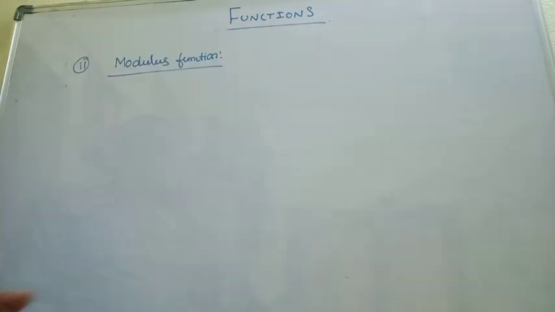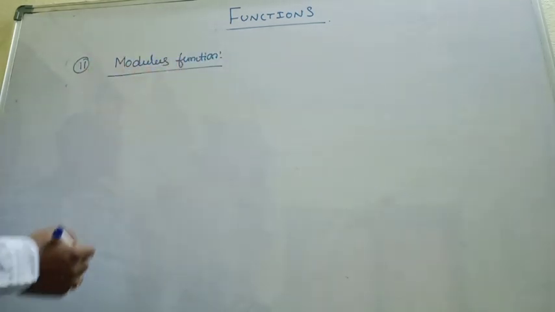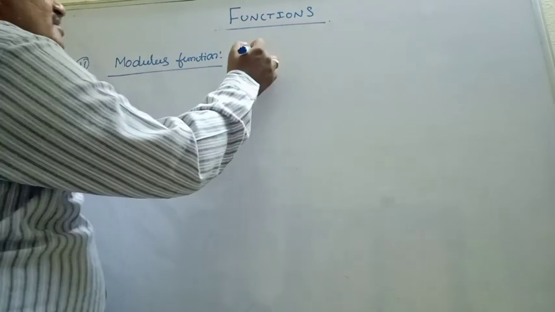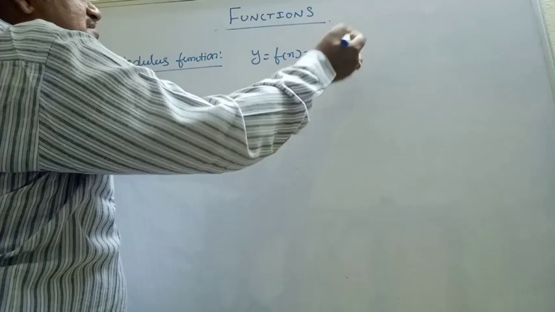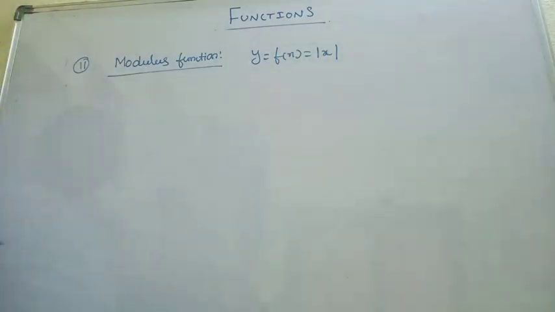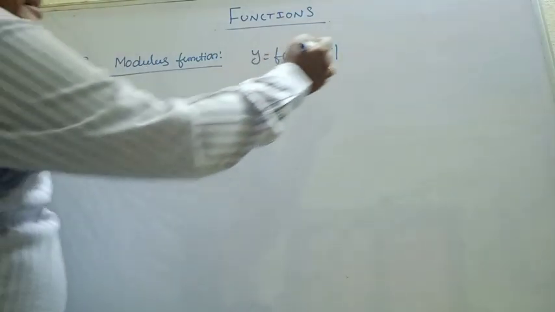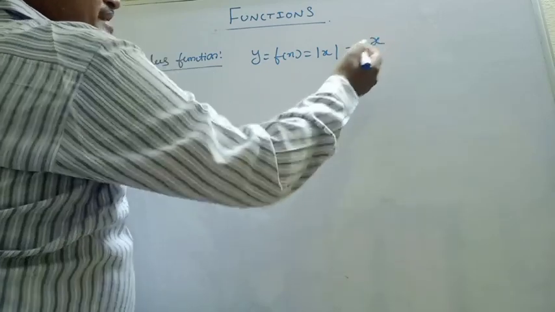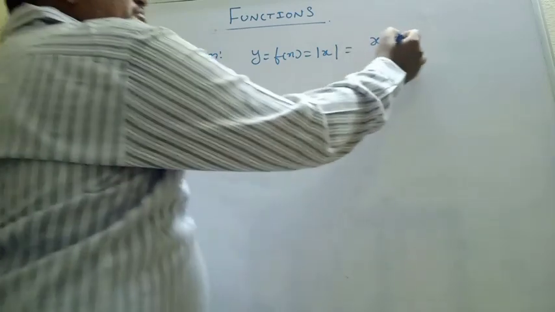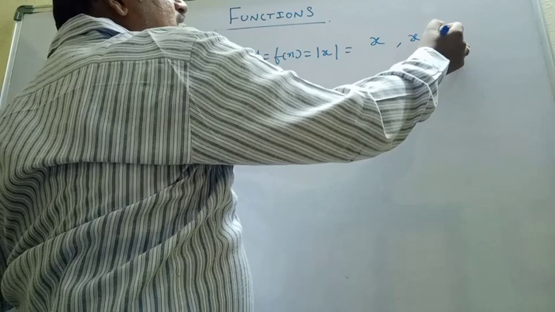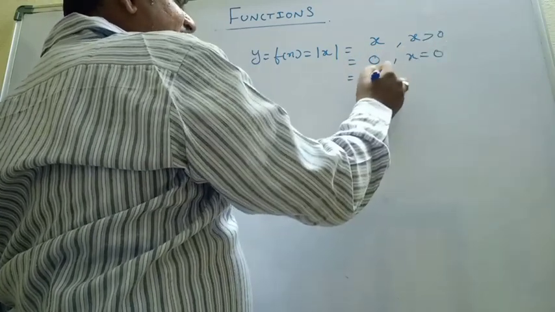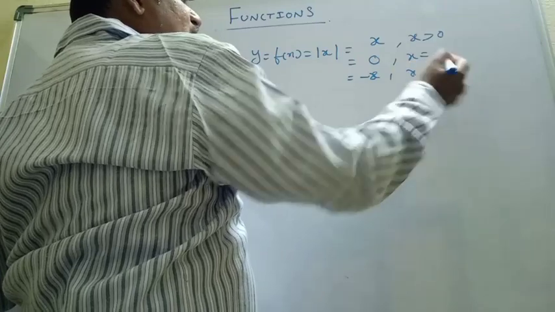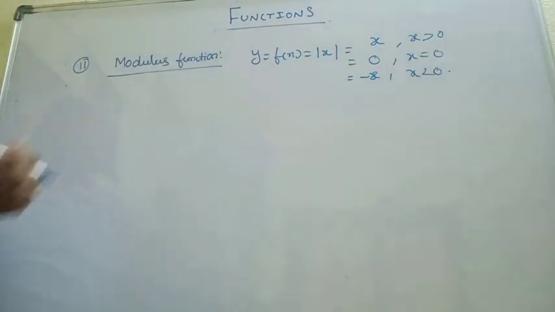Next we have these piecewise defined functions, that means the modulus function. This is y is equal to f of x is equal to mod x. How it is defined: mod x is equal to x if x is greater than 0, it is 0 if x is equal to 0, and you take minus x if x is less than 0, like this.